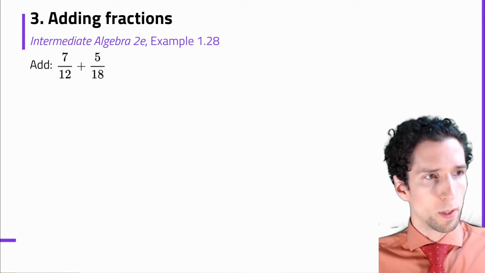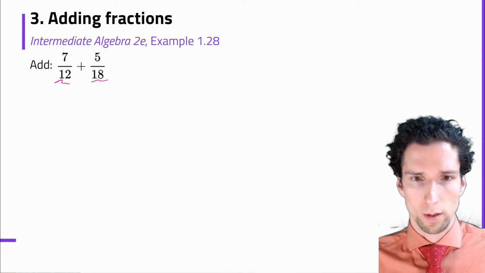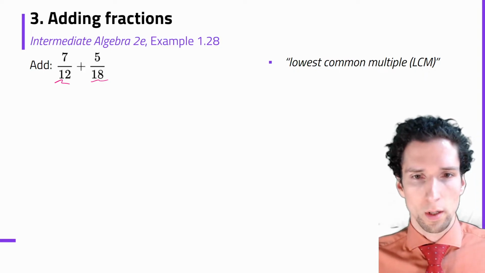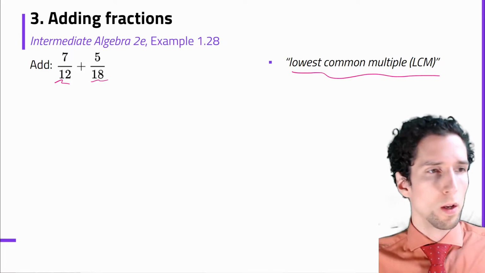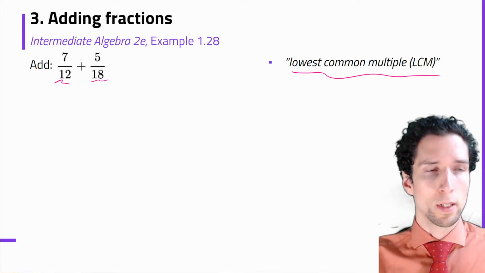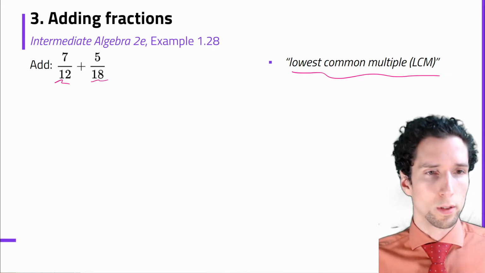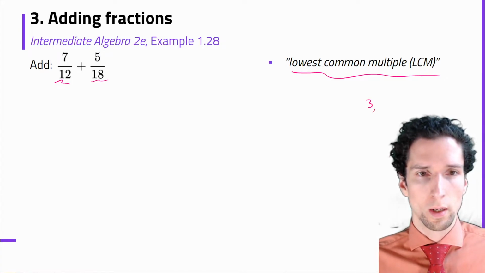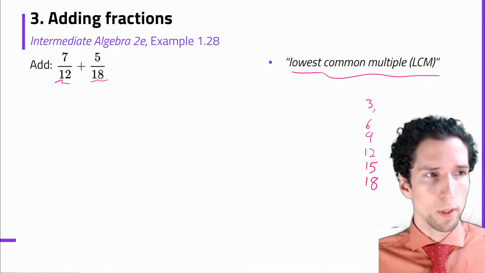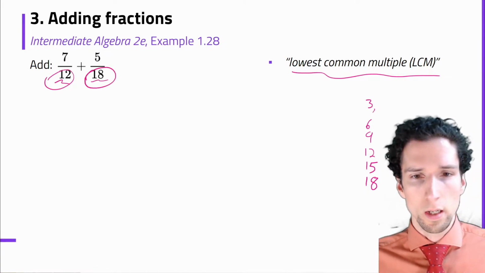So if we have something like this, 7/12 plus 5/18, then I want a lowest common multiple. A multiple of a number is that number times 2 or 3 or 4. So multiples of 3 are 6 and 9 and 12 and 15 and 18, etc. So we want to find the lowest common multiple between 12 and 18.